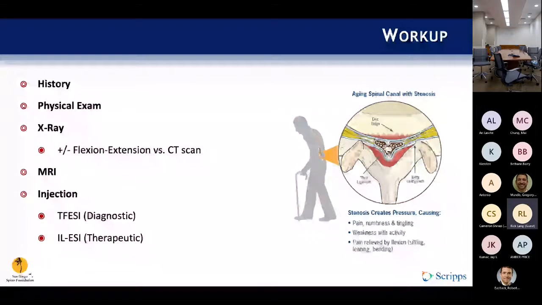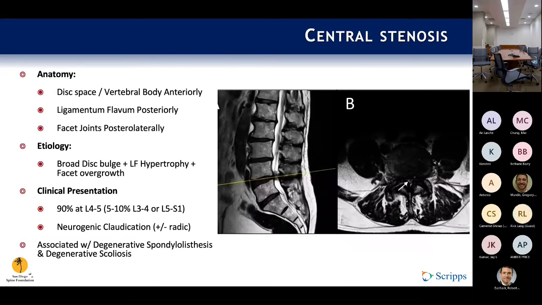As far as the workup for these conditions, you're going to do a history and physical exam. We'll talk specifically about how these present in the history and physical exam briefly when we talk about each condition. X-rays: you may want to obtain flexion-extension X-rays versus a CT scan, really to look for mobility, because if degenerative spondylolisthesis is found to be contributing, then that can change your treatment algorithm dramatically, resulting in a requirement for a fusion. Obviously MRI, and then injections, transforaminal or interlaminar injections, those can be diagnostic versus therapeutic. And we'll talk a little bit about the results of those when we talk about treatment.